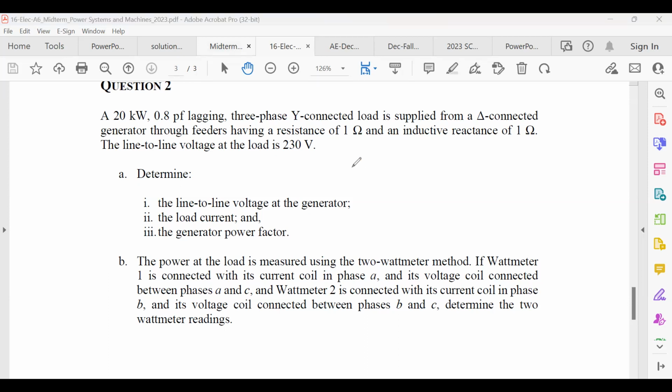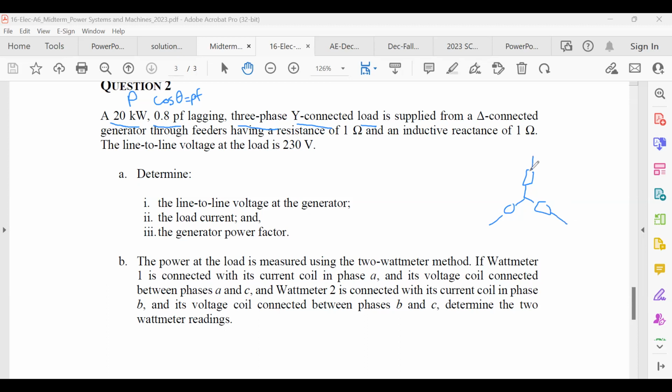Okay, so you have a load. The load is 20 kilowatts, 0.8 power factor. It's a three phase, of course, star connected load. So you have the total three phase power, the cosine theta, or the power factor. It's good to know that it's a star connected load.